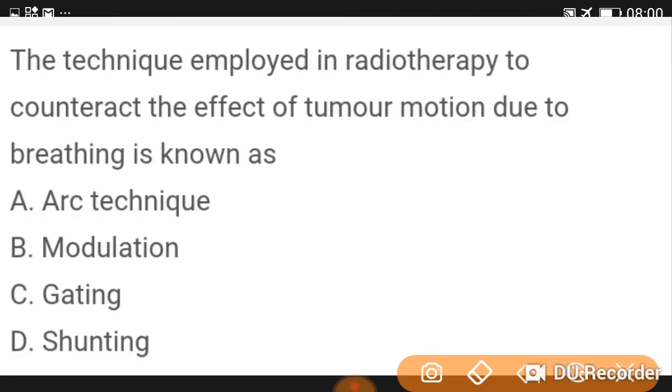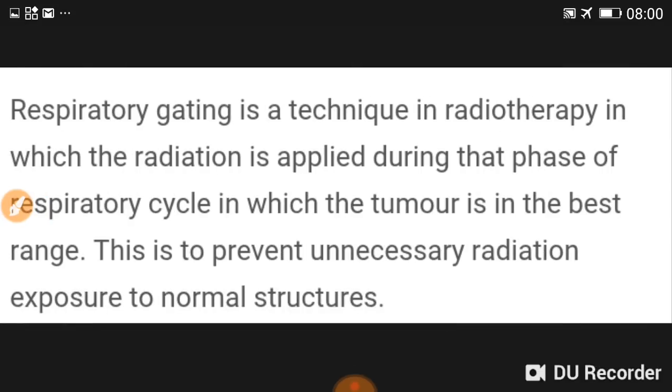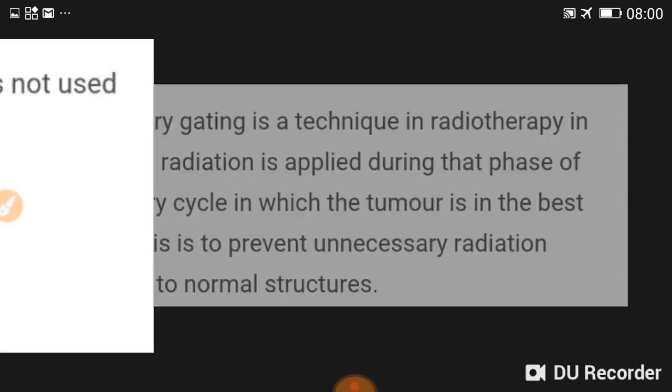The technique employed in radiotherapy to counteract the effect of tumor motion due to breathing is known as gating. Respiratory gating is a technique in radiotherapy in which the radiation is applied during that phase of the respiratory cycle in which the tumor is in the best range. This is to prevent unnecessary radiation exposure to normal structures.